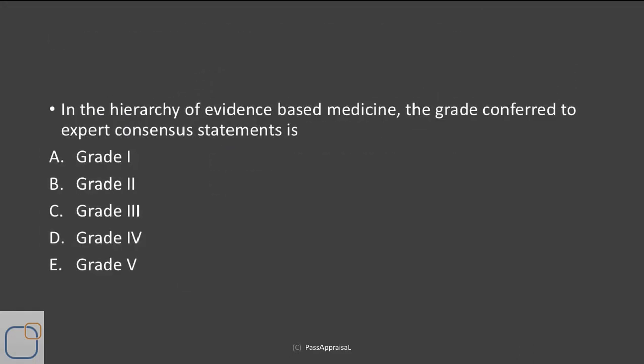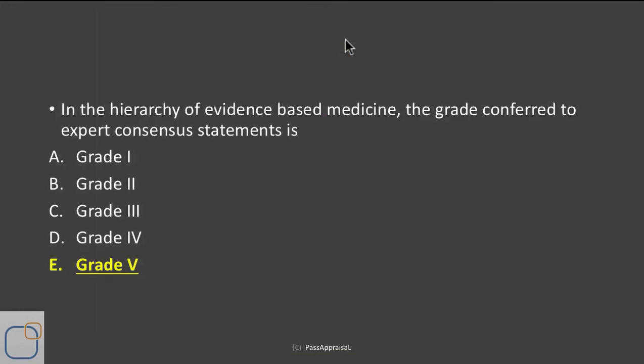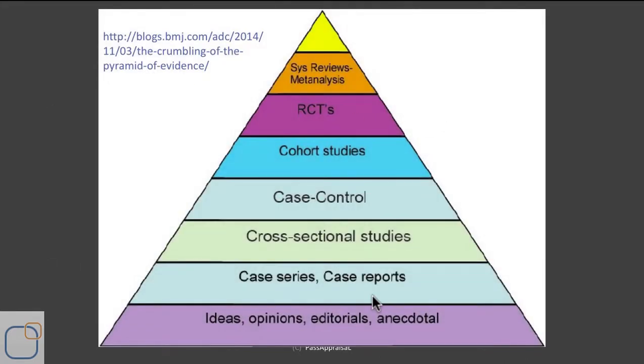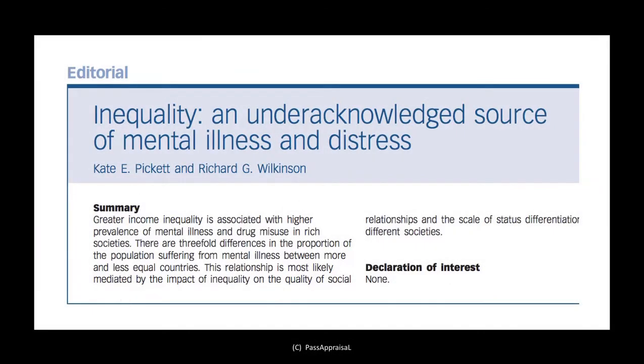In the hierarchy of evidence-based medicine, the grade conferred to expert consensus statements is 1, 2, 3, 4, or 5. So this is the hierarchy of evidence-based medicine. You start with ideas, opinions, case series, case reports, so on and so forth. You also see various forms of this pyramid. There are various other forms available as well. But for our purposes, that's good enough. So the grade conferred to expert consensus statement is right at the bottom. So it's probably the largest number that you see here. You should report that, grade 5.